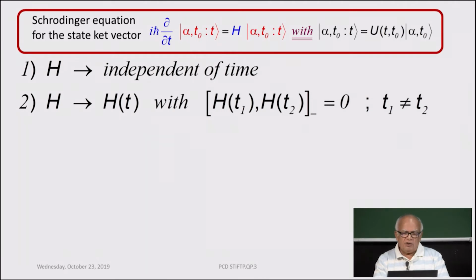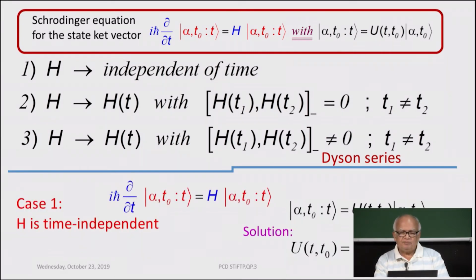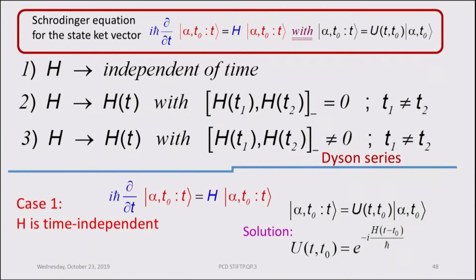So here is a situation: our case 2 is when the Hamiltonian at t1 commutes with the Hamiltonian at t2, and the third case is when the Hamiltonian at t1 does not commute with the Hamiltonian at t2. Then you get solutions in terms of what is called the Dyson series. So let us first consider case 1.